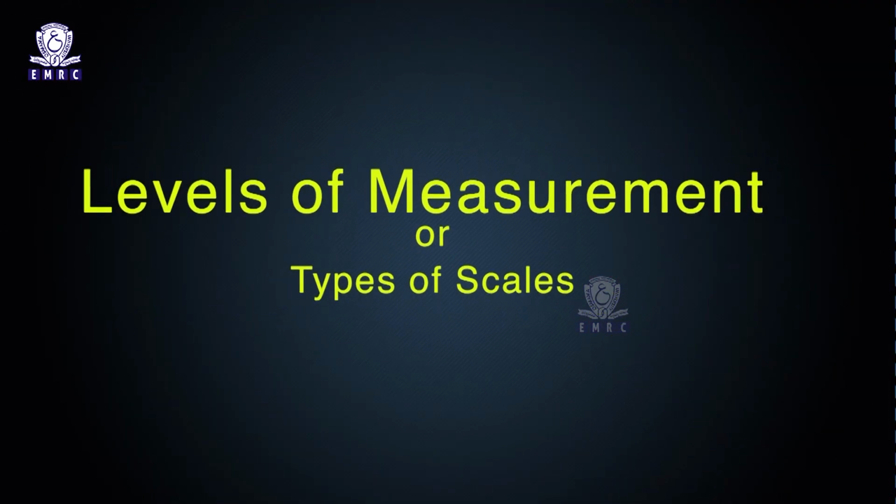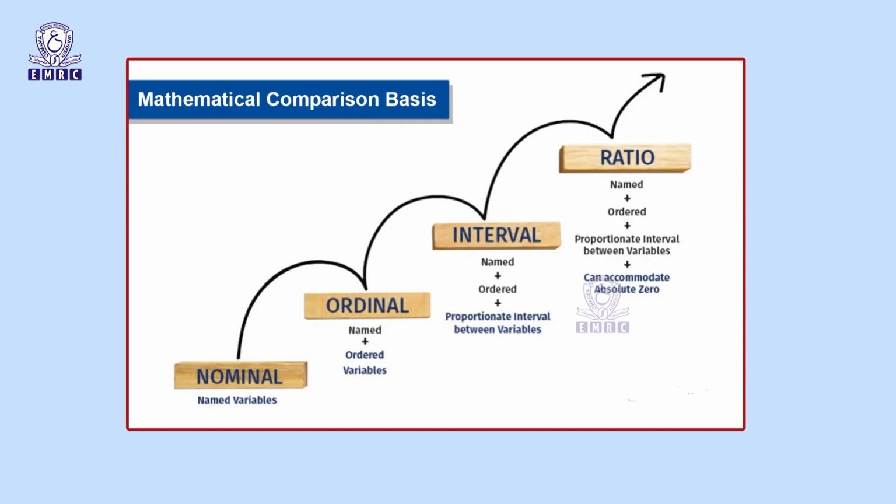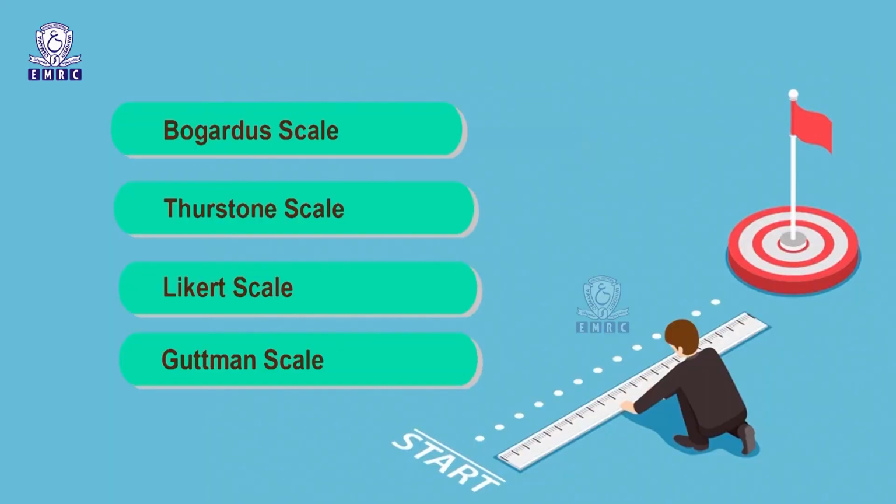Levels of measurement or types of scales. The scales can be classified on two bases. One is the mathematical comparison basis. On this basis, there are four types of scales. They are nominal scale, ordinal scale, interval scale and ratio scale. And on the other basis, there are four types of scales: Bogardus scale, Thurstone scale, Likert scale and Guttman scale.